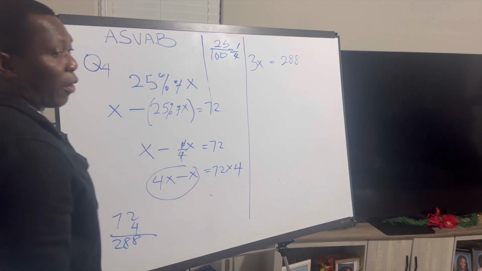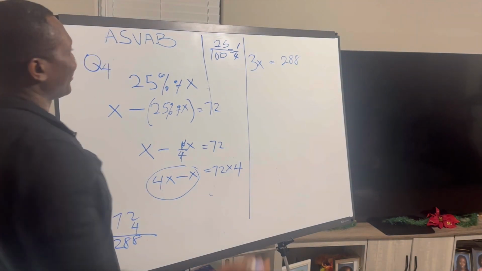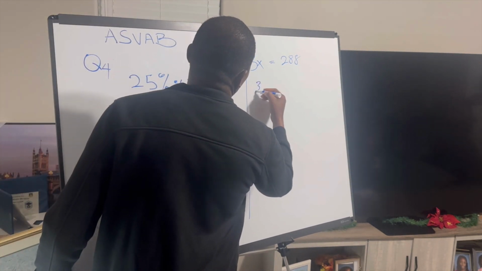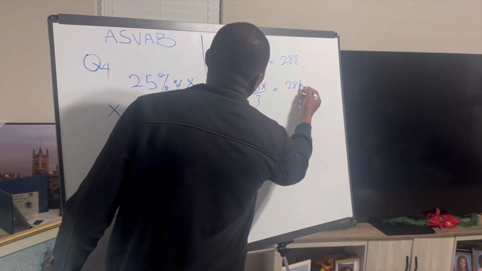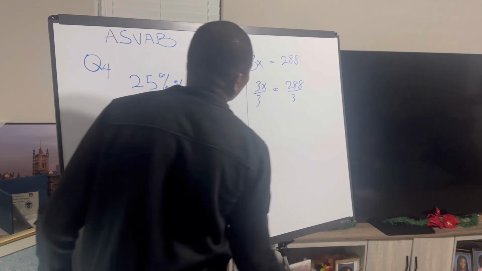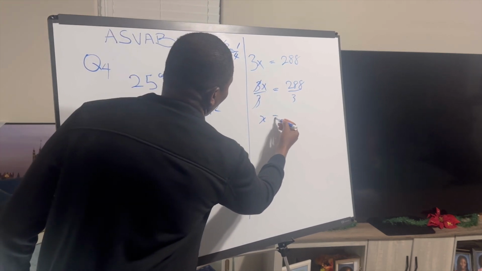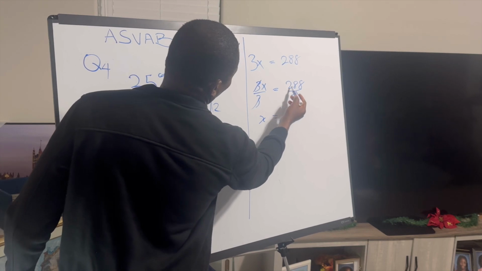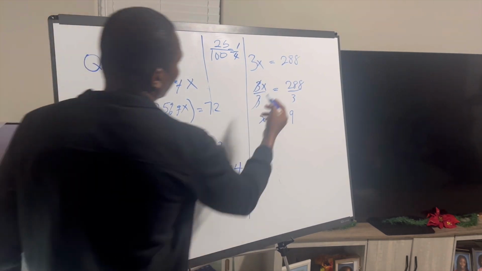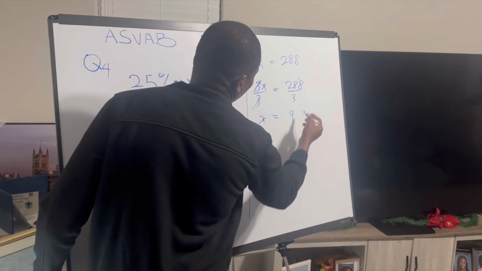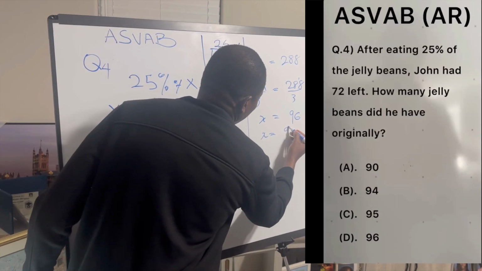So now to find the number of jelly beans, we divide both sides by 3. So 3X divided by 3 equals 288 divided by 3. What does that give us? The number of jelly beans, which is X, equals 28 divided by 3. That's 9. Then we have 1 left, right? Then 18 divided by 3 is 6. So the number of original jelly beans is 96.